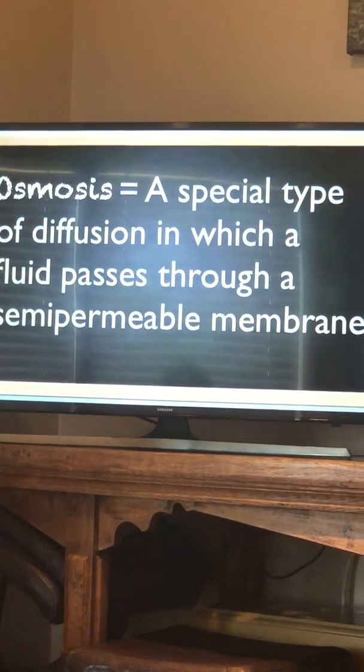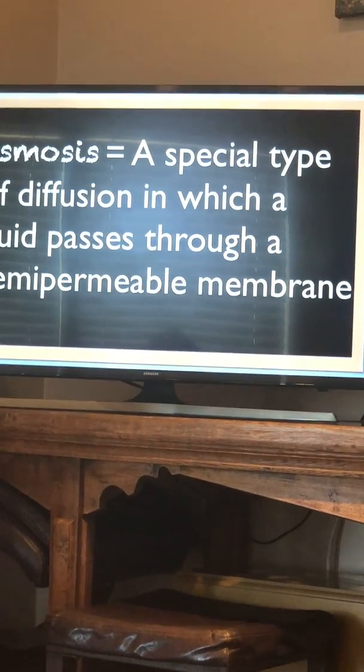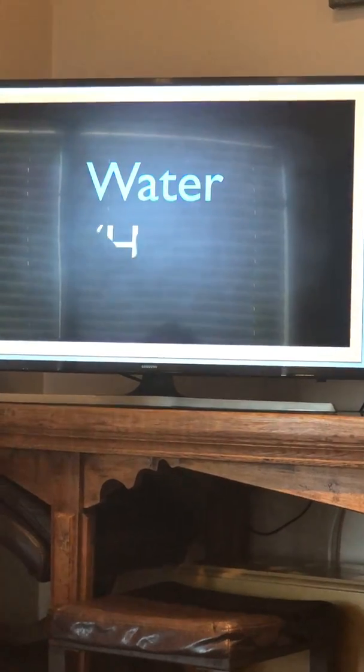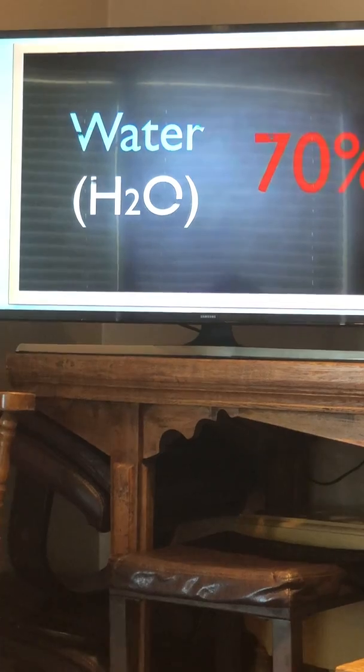The next term we need to get an understanding of is osmosis. Osmosis is a special type of diffusion in which a fluid passes through a semi-permeable membrane. In this video, we will be specifically talking about water, since our bodies are made up of about 70% water.